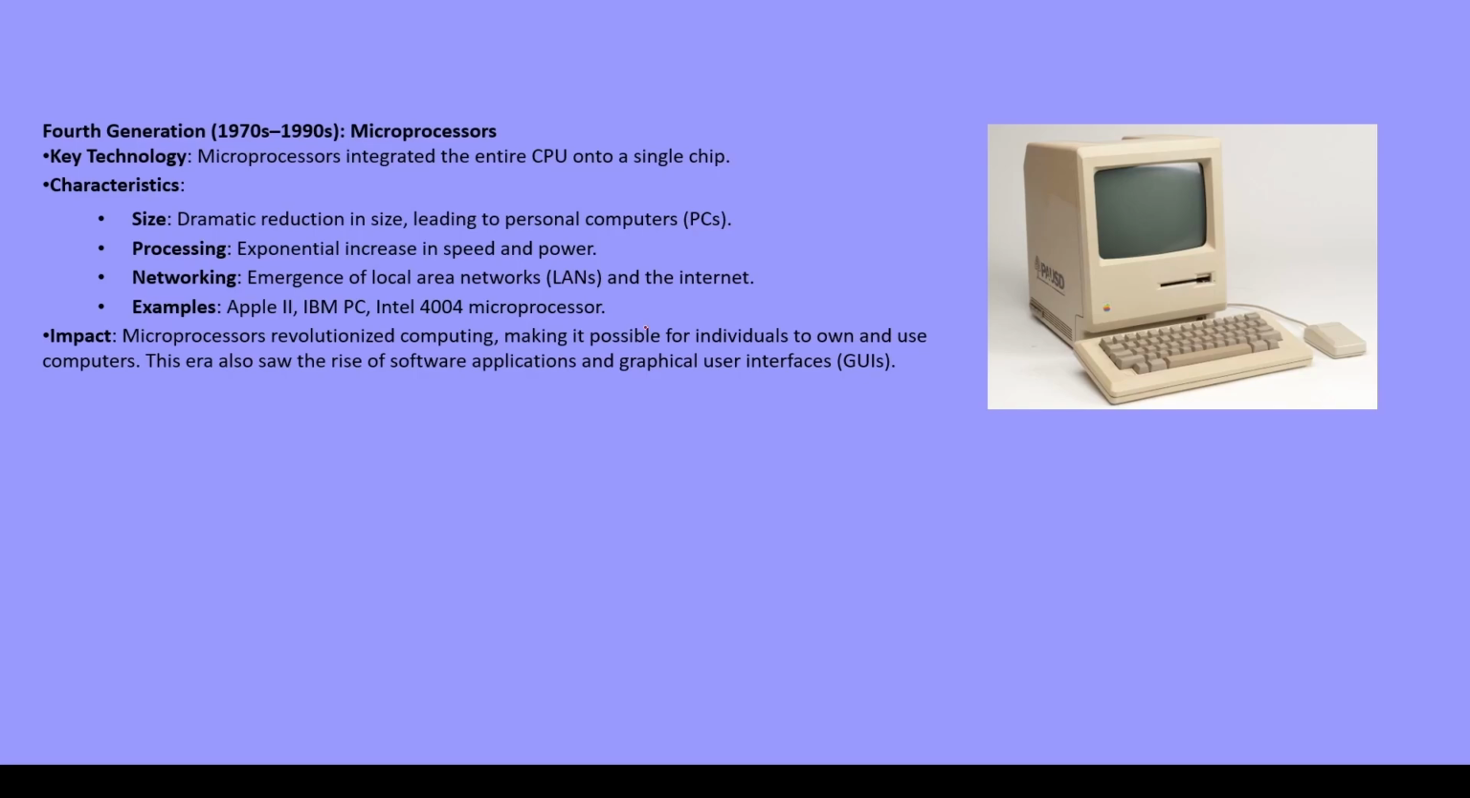Now we move to 4th generation. As you can see, here is a 4th generation computer. Dramatic reduction in size and less power. Microprocessors made computing personal, making it available to individuals. The microprocessor integrated the entire CPU on a single chip. As we discussed in the 3rd generation, this era also saw the rise of software applications and graphical user interfaces.